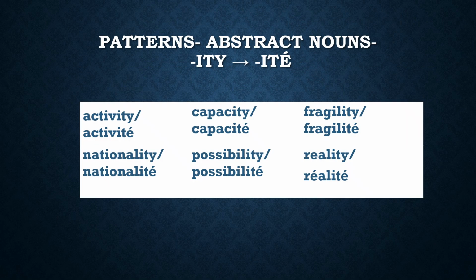Again, here's another little pattern. Abstract nouns, which end in ity in English and end in ité in French. So there's a few hundred of these. So for example, activity in English becomes activité in French. Capacity in English becomes capacité in French. Fragility in English becomes fragilité in French. Nationality in English becomes nationalité in French. Possibility in English becomes possibilité in French. Reality in English becomes réalité in French.